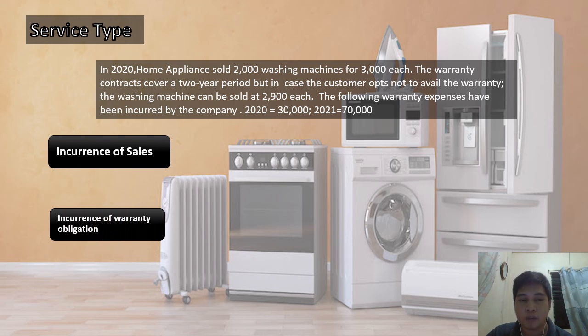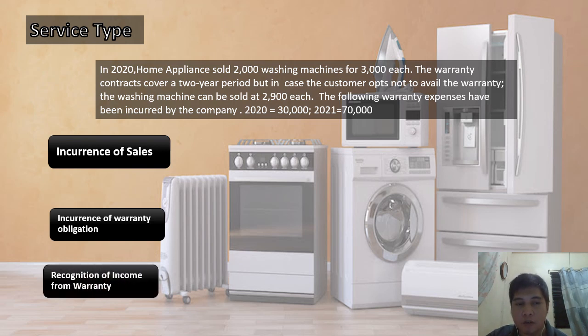Okay? So the next accounting event that we should be familiar with under IFRS 15 under service type warranty is the incurrence of warranty obligation. Under incurrence of warranty obligation, what we have to note is that we are not going to estimate the warranty expense. Rather, we will just record it as incurred. So kung magkano yung actual cost ng warranty expense, that will be the amount to be recorded under warranty obligation. Then the last part is the recognition of income arising from the warranty contract. Okay? So proceed tayo dun sa first accounting event, which is the incurrence of sale.